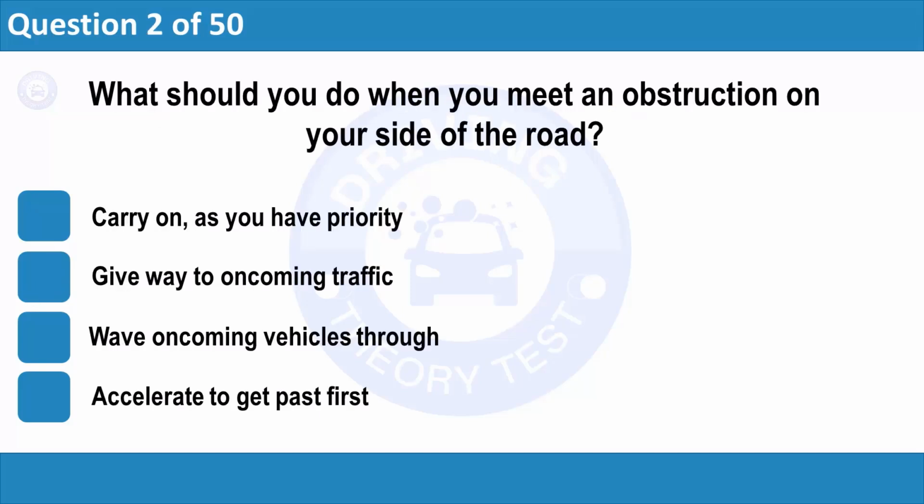What should you do when you meet an obstruction on your side of the road? Carry on as you have priority. Give way to oncoming traffic. Wave oncoming vehicles through. Accelerate to get past first.